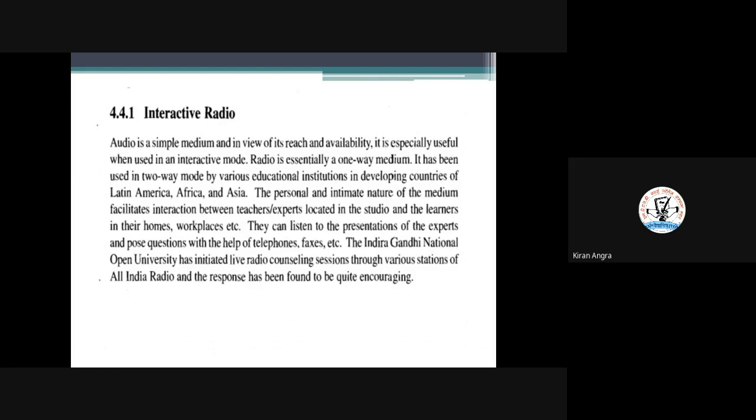See, audio is a very simple medium. We all understand. I'm talking to you. It is a simple medium. It can reach you. It is available. Radio is otherwise a one way medium, but it has been used in a two way mode, and it is now being used in a number of countries abroad also.